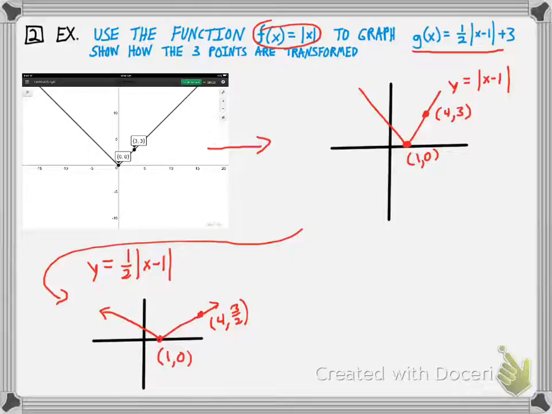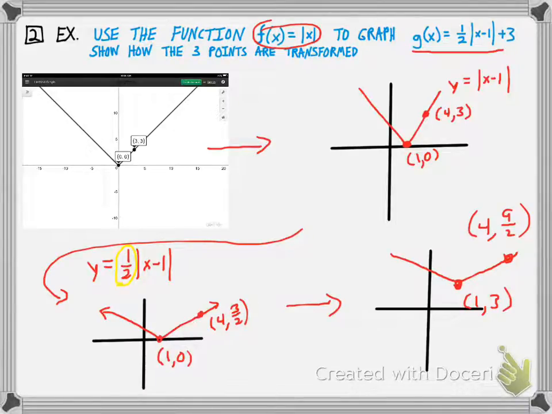Okay, our next step is going to be to apply any stretches or shrinks. In this case, we have a 1/2 out in front of the absolute value, and that's going to be a vertical shrink. All the y values of the function are going to be multiplied by 1/2. Notice that (1, 0), when you multiply the y value by 1/2, stays as (1, 0), but (4, 3), when you multiply the y value by 1/2, becomes (4, 3/2). If you look at the entire graph, it ends up being kind of squashed down, and it's a flatter looking graph.